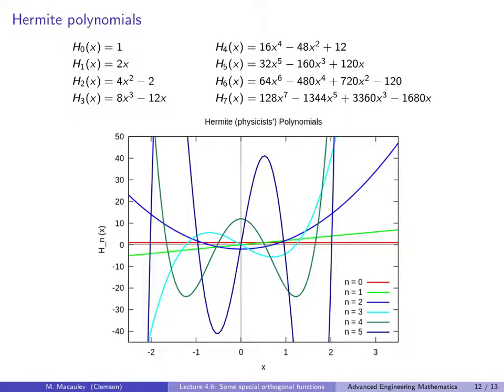Here are the first 8 Hermite polynomials. So the first couple are 1, 2x, 4x squared minus 2, 8x cubed minus 12x, 16x to the fourth minus 48x squared plus 12, and so on. And notice that the coefficient of the nth one is 2 to the n. Now they can be rescaled. I think it's just by 1 over 2 to the n. So this first coefficient is monic.